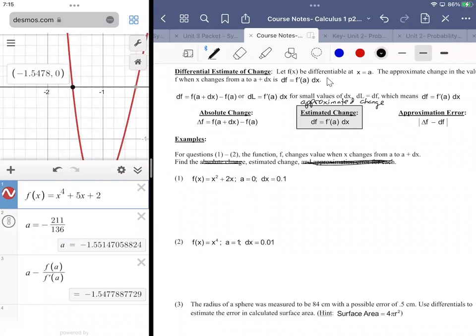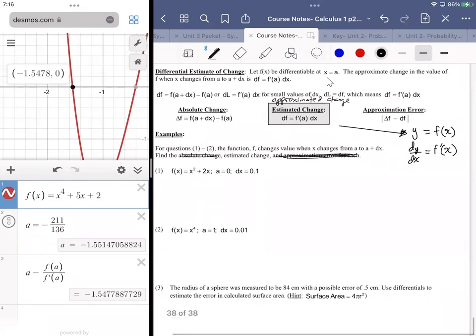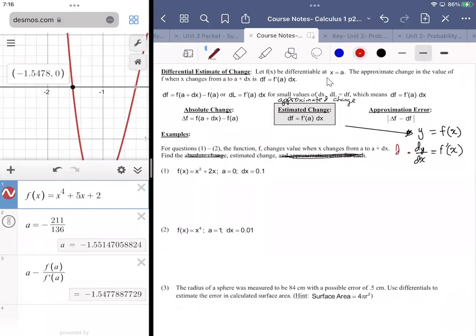So you could also look at it, and I'll show you a slightly different variation of it. If I were to say y, this might be a little nicer. y is equal to f of x. If you take the derivative of that, you get dy over dx is equal to f prime of x, which is what we did on the previous page, just in full notation form. And you just multiply both sides by dx.